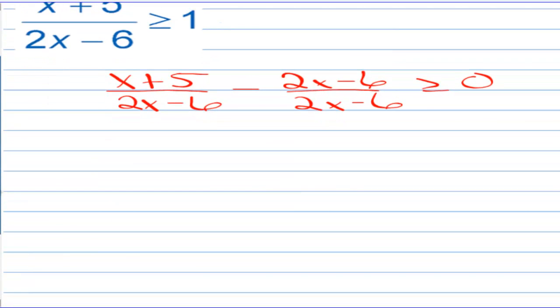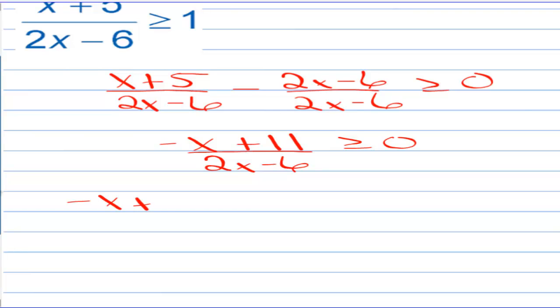Well, we have x minus 2x is negative x. 5 minus negative 6 is plus 11. And that's over 2x minus 6, greater than or equal to 0. So we want to know when is negative x plus 11 equal to 0. You can have the top of a fraction 0. So negative x is equal to negative 11. X is equal to 11.